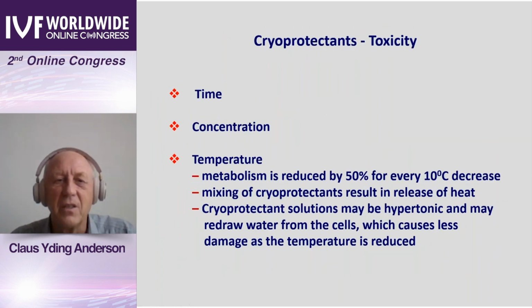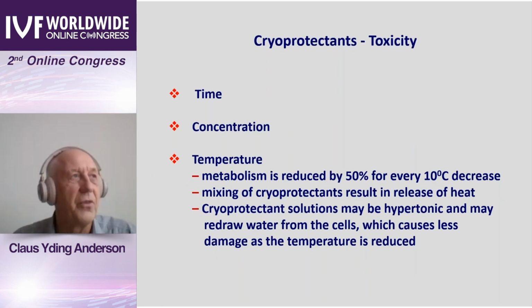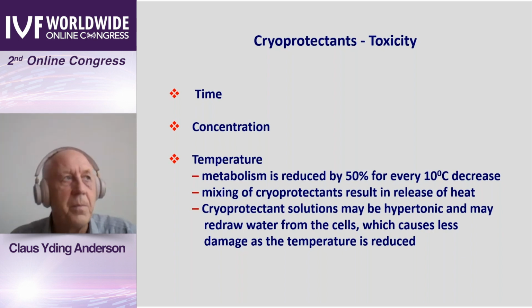So the cryoprotectants are toxic. Their toxicity is dependent on the time that they are in contact with the cells, their concentration, and the temperature at which the cryoprotectants are exposed to the cells or the tissue. It does turn out that the metabolism is reduced by 50% for every 10 degrees we decrease the temperature, which means that if we go from 37 to 1 degree, we have really reduced the metabolism considerably, and therefore the cells are less vulnerable.